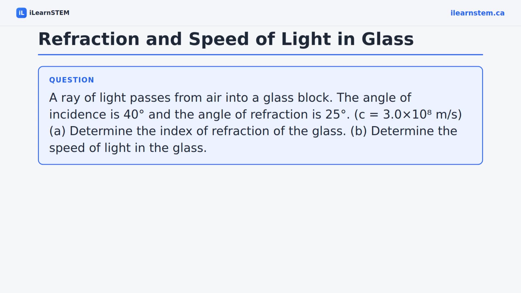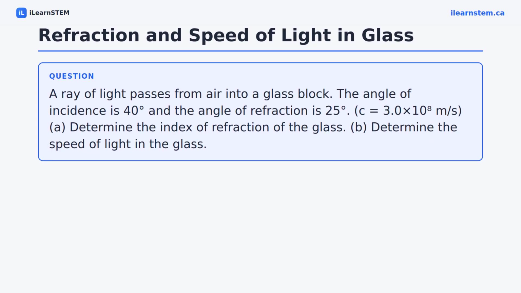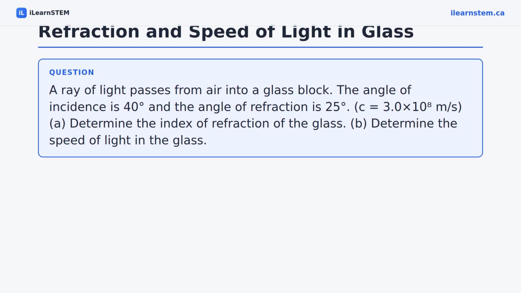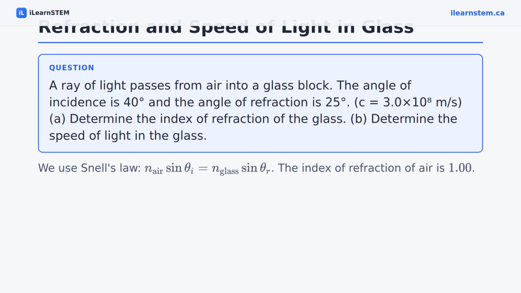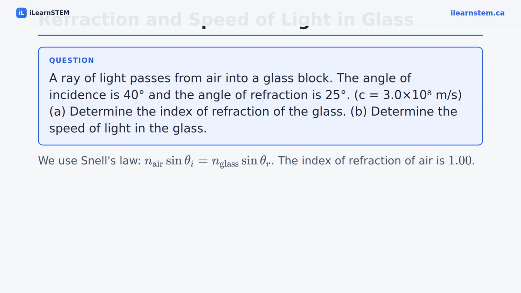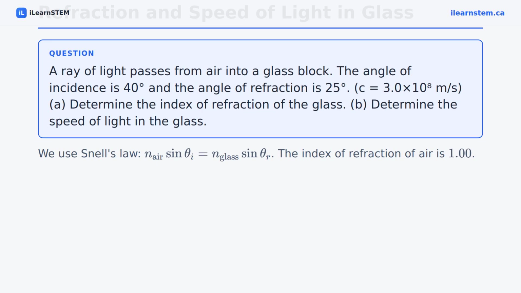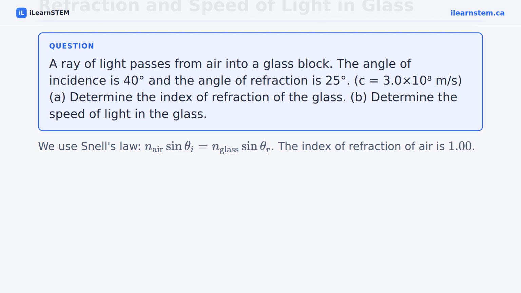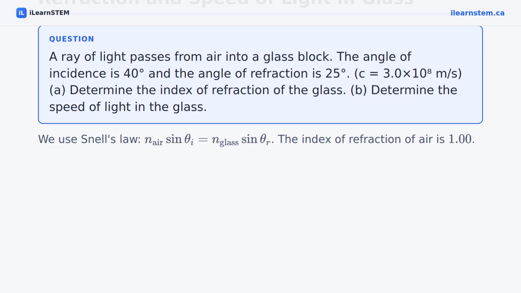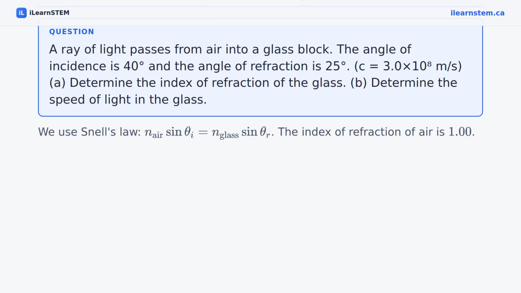Part A. Determine the index of refraction of the glass. Part B. Determine the speed of light in the glass. First, we use Snell's law. The index of refraction of air is 1.00. Snell's law says n air times sine of the incident angle equals n glass times sine of the refracted angle.